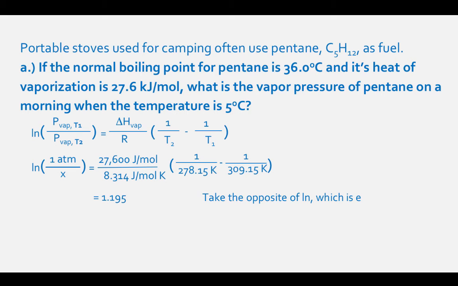Taking the exponential of the left side gets rid of the natural log term, so we are left with 1 atmosphere divided by our unknown vapor pressure. Taking the exponential of the right side is e raised to the 1.195, which equals 3.304. To solve for the unknown vapor pressure, take the 1 atmosphere and divide by 3.304, which equals 0.303 atmospheres rounded to 3 significant figures.